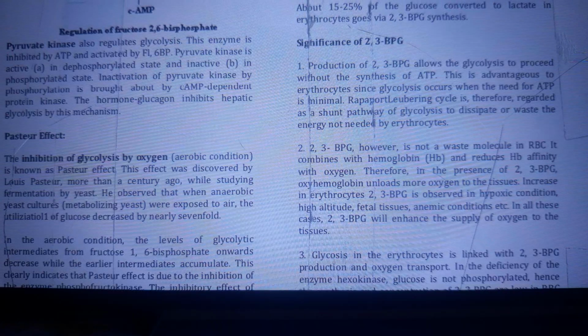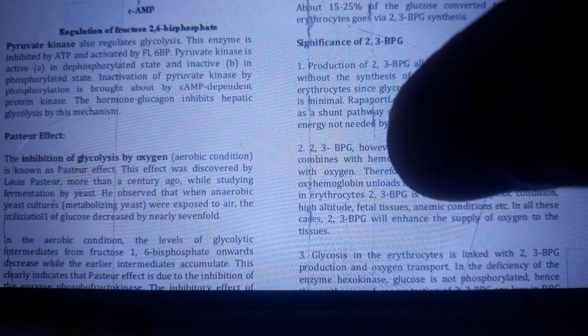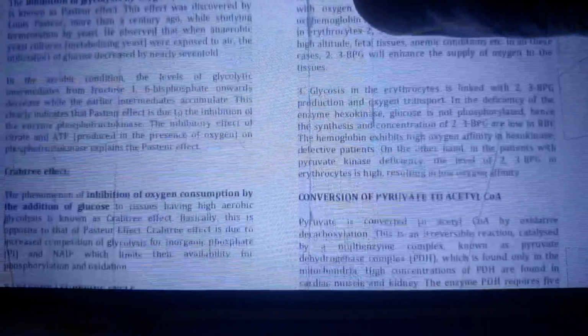Pyruvate kinase also regulates glycolysis. This enzyme is inhibited by ATP and activated by F1,6-BP. Pyruvate kinase is active (A) in the dephosphorylated state and inactive (B) in the phosphorylated state. Inactivation of pyruvate kinase by phosphorylation is brought about by cAMP-dependent protein kinase. The hormone glucagon inhibits hepatic glycolysis by this mechanism.